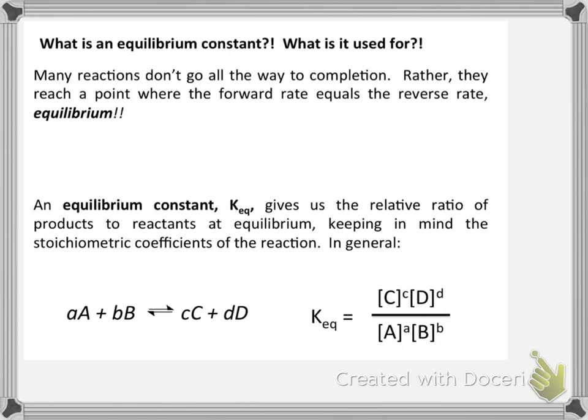So we need some value that tells us about how far a reaction goes, and what the ratio of products to reactants is going to be. So that's what the equilibrium constant tells us about. So KEQ tells us about the ratio of products to reactants.